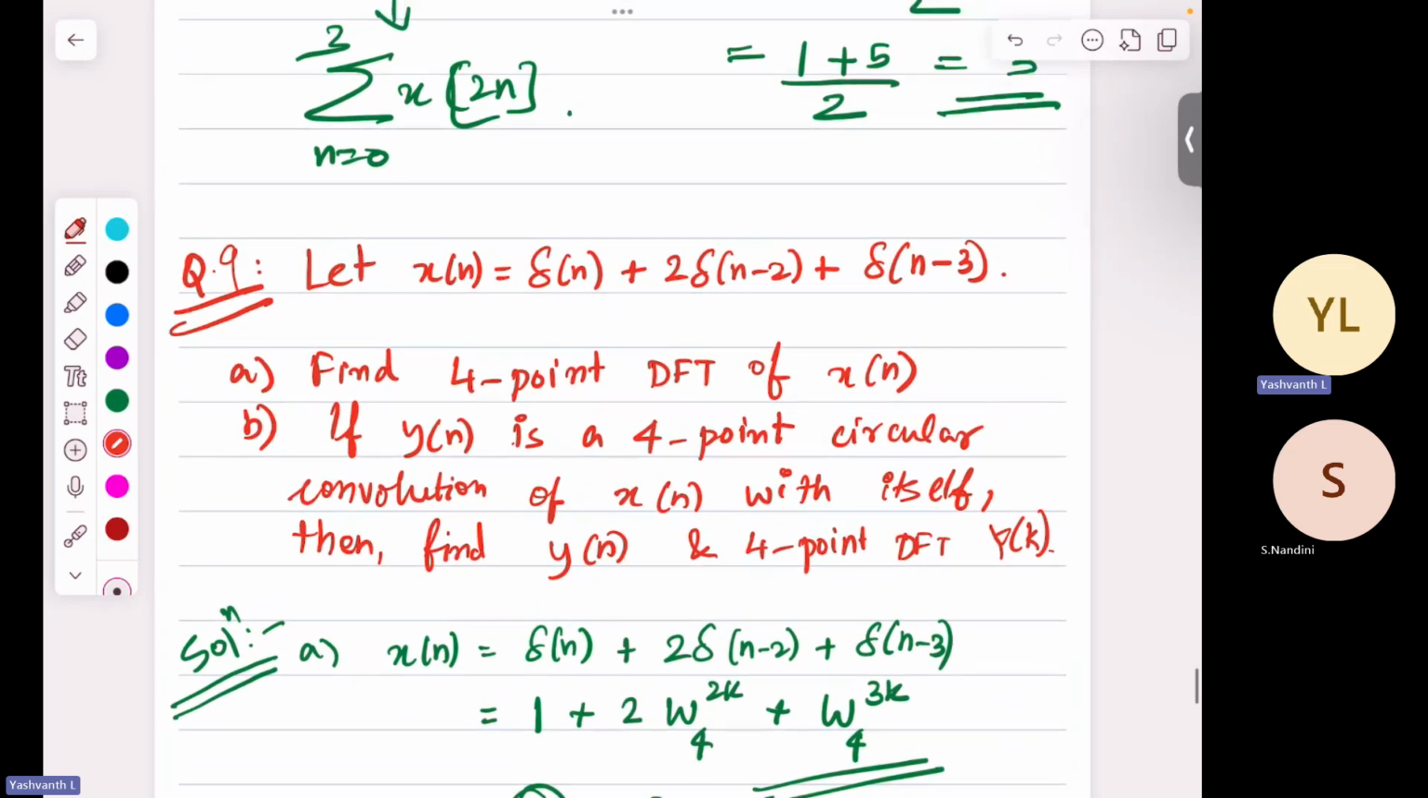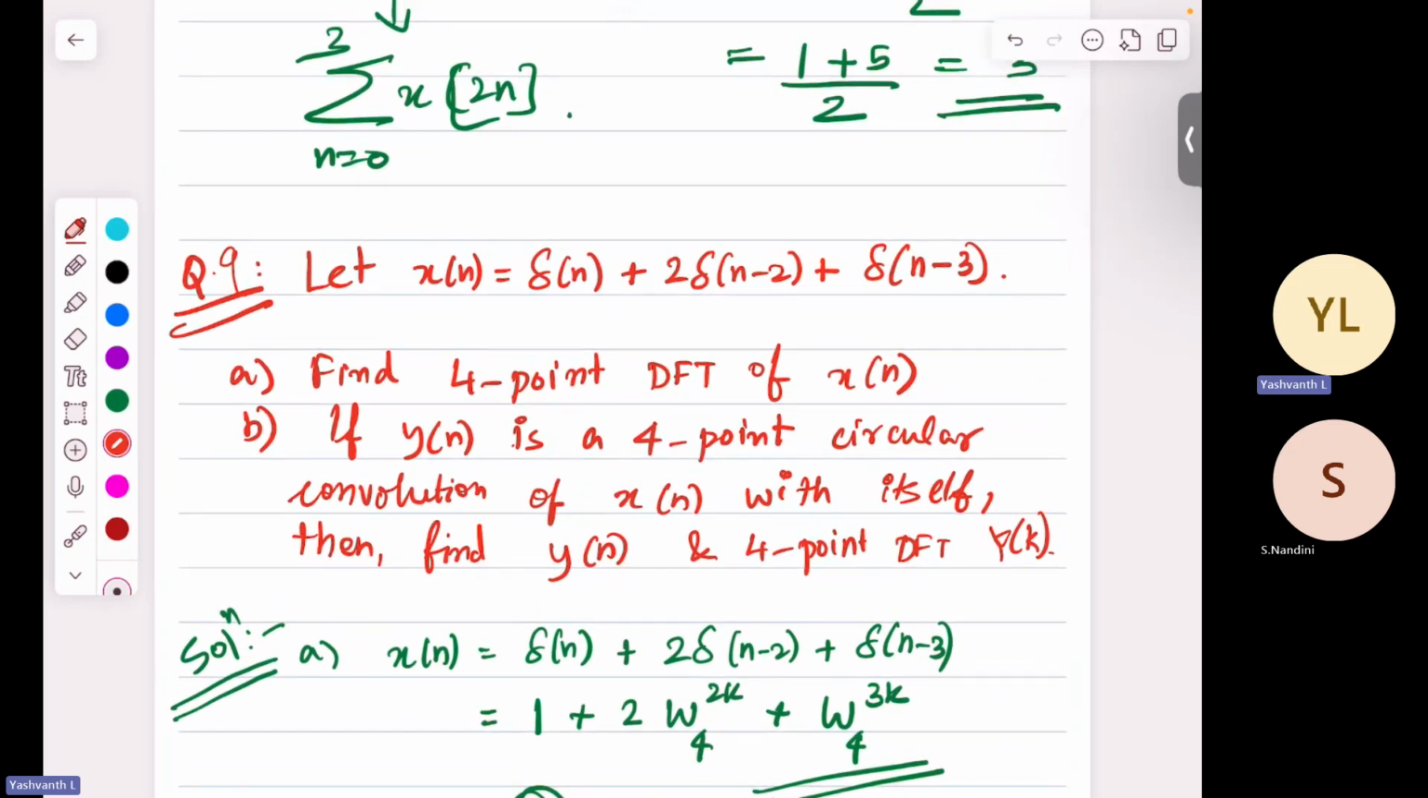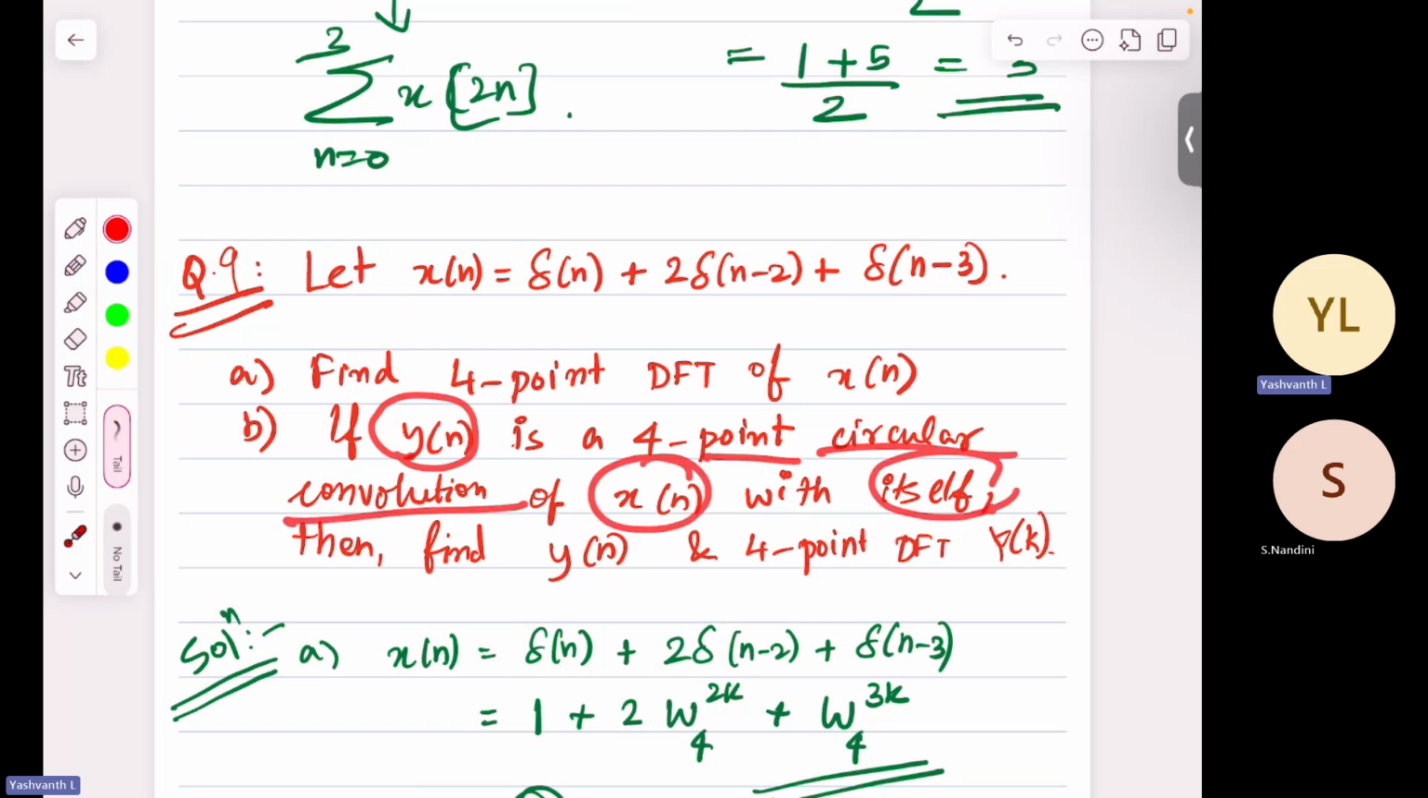It's again a good question, which can be a potential good question for GATE. The question is as follows: x of n is a discrete time domain signal given by delta of n plus 2 into delta of n minus 2 plus delta of n minus 3. What is the 4-point DFT of x of n? Second question: let y of n be a 4-point circular convolution of x of n with itself. Then what is y of n? What is the 4-point DFT of y of k?